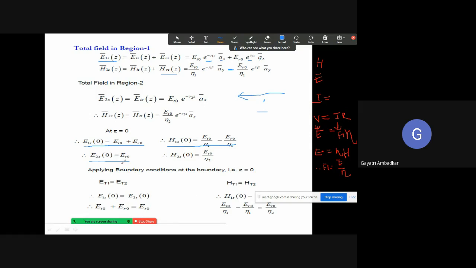Now you get this equation, and you know the boundary conditions. At the boundary of the two dielectrics, according to the boundary condition, the tangential components of the E field and H field are continuous. It means Et1 equals Et2 and Ht1 equals Ht2. So we apply this to our E1s.